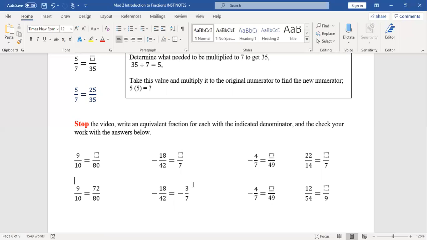Now my next one, -4/7, I'm looking for what do I multiply 7 by to get 49? That's going to be another 7. So I have to multiply my numerator, the top number, by 7. 4 times 7 is 28.